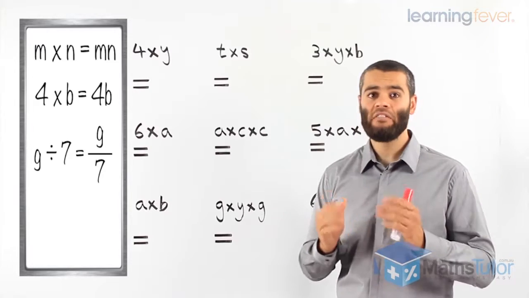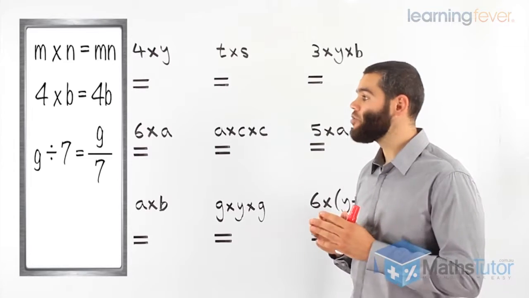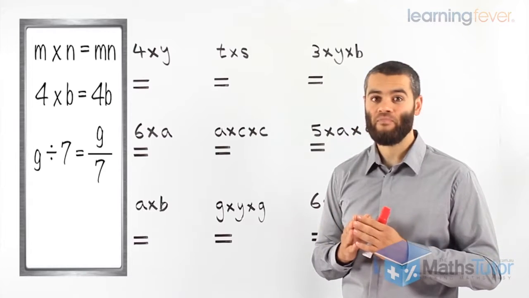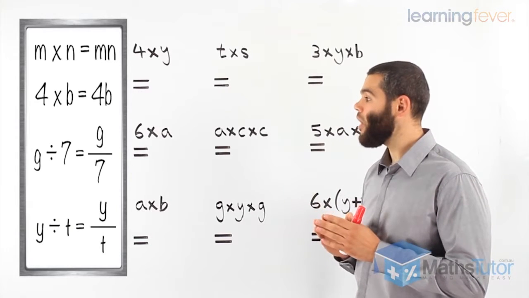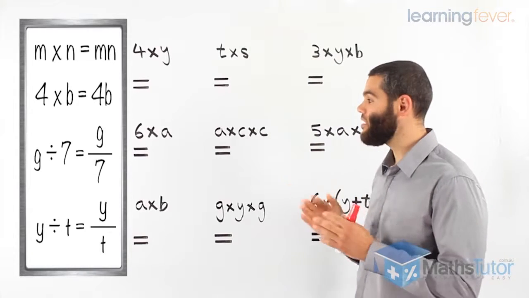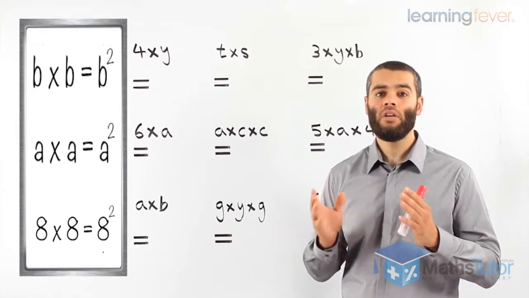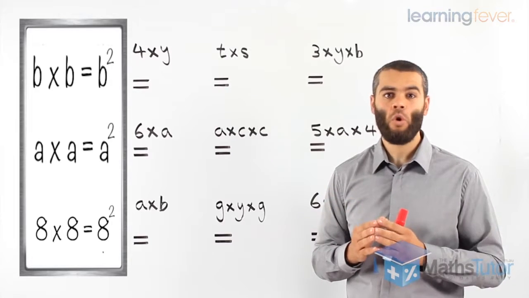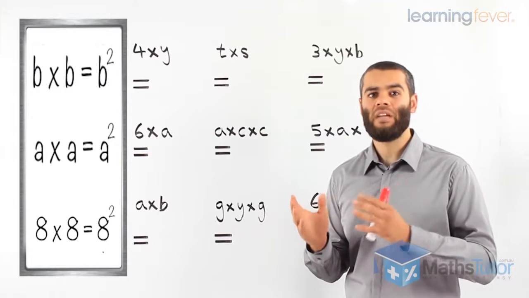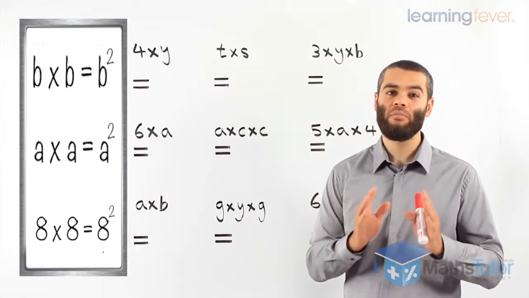Division, when we have an example of g divided by 7, we write it in fraction form. So we write g over 7. G divided by 7, g over 7. And we have y divided by t. Another example, we write it as y over t. And one of the last rules we're going to go through is that b times b equals b squared, or a times a equals a squared. It's like saying 8 times 8, 8 squared. So the same thing in algebra, we follow the same rules.